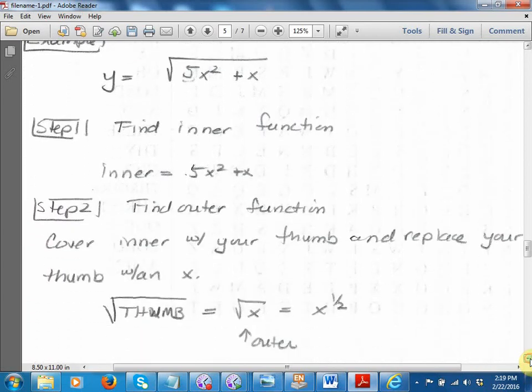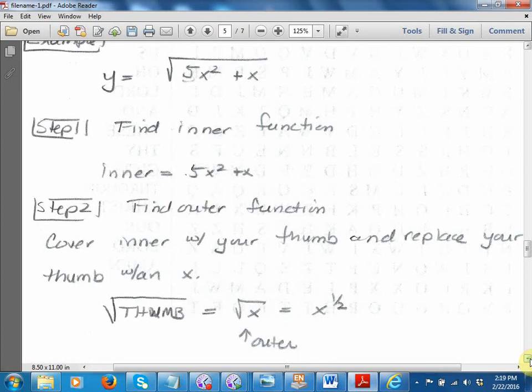How do you find the outside function? You cover up the inside function with your thumb and put a big black X over your thumb. I didn't have a thumb, so I pretended to put the word thumb inside for the inside. I thought of actually putting a picture of a thumb in there and then putting an X over it. But cover up the thumb with an X, and that's your outside function, square root of x. That's how you find it.